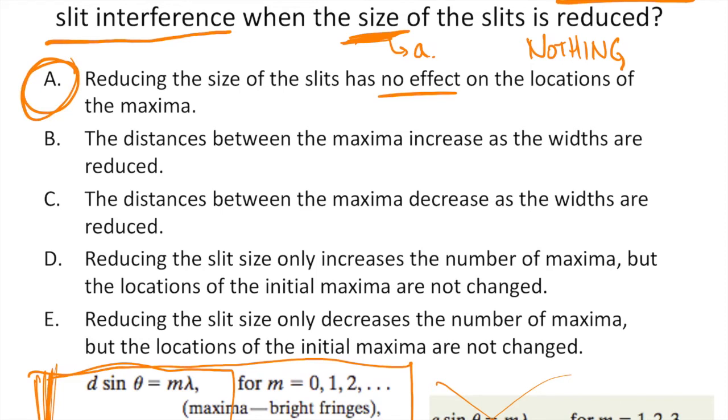Right, let me make sure. Distances increase, no, not that one. Distances decrease, no, not that one. It increases the number of maxima, no, not that one. Reducing the slit side only decreases the number of maxima, no, not that one. Okay, yeah, answer here is A.